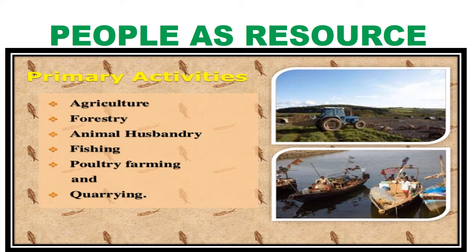In primary sector, all activities which harvest or extract natural products from the earth or natural resources are classified in this category. This includes agriculture, forestry, dairy farming, animal husbandry, fisheries, poultry farming, mining and quarrying.